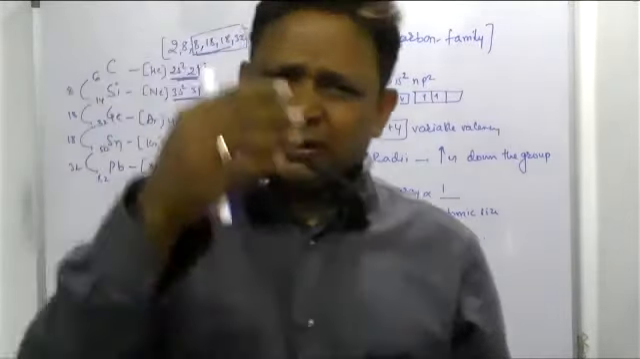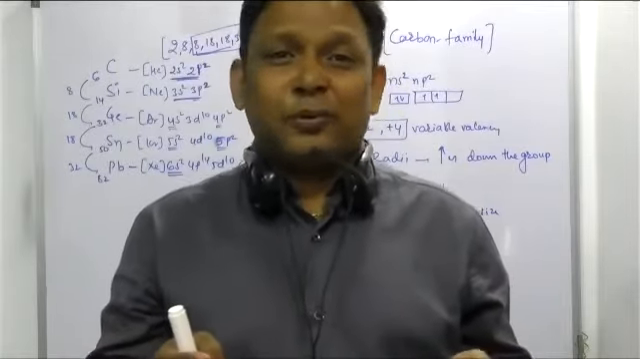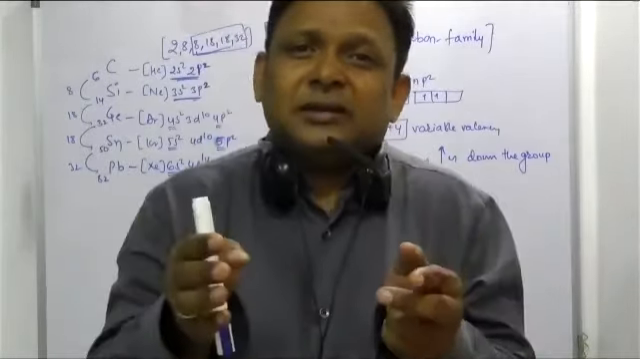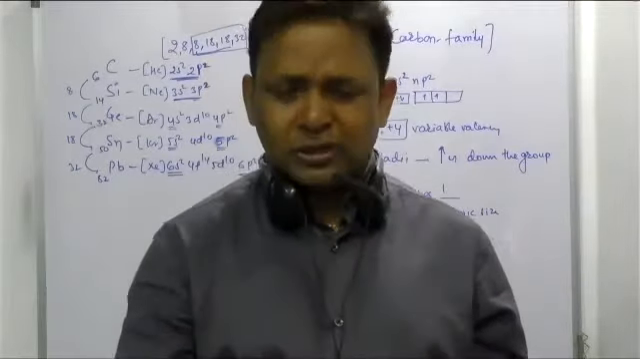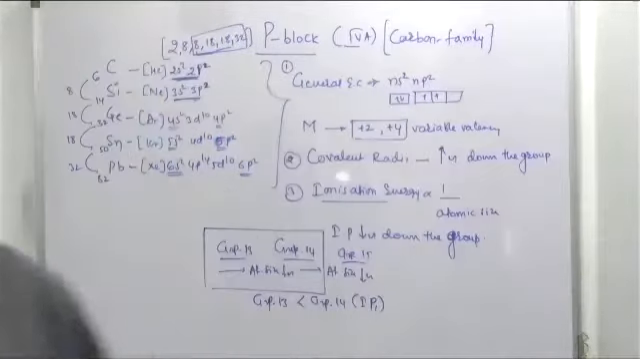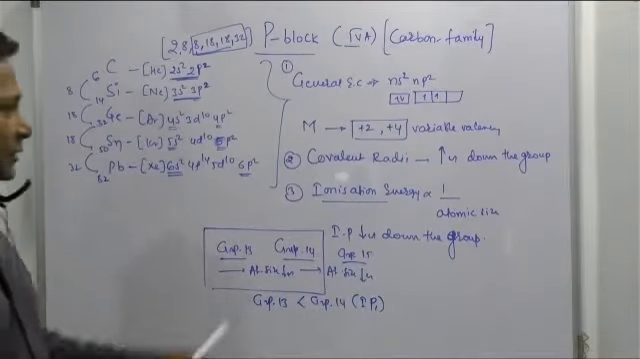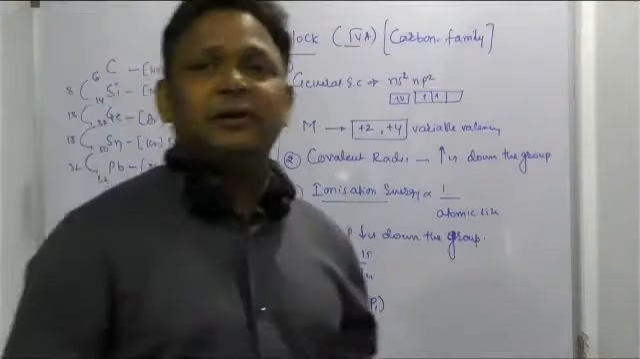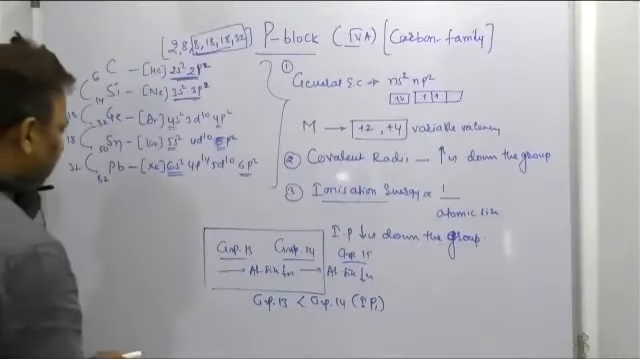Again, as we are coming down the group, f orbital involvement is there. F orbital does not provide good shielding. Again, atomic size decreases, ionization energy increases, but that is due to the poor shielding, or due to the lanthanide contraction. We can see that part. But after this covalent radii and ionization energy, we'll talk about the electronegativity.